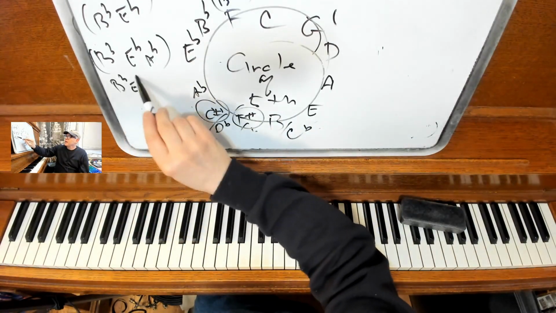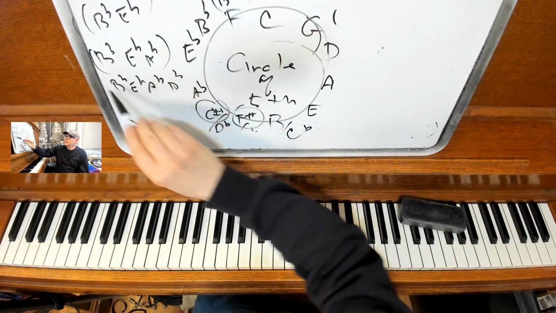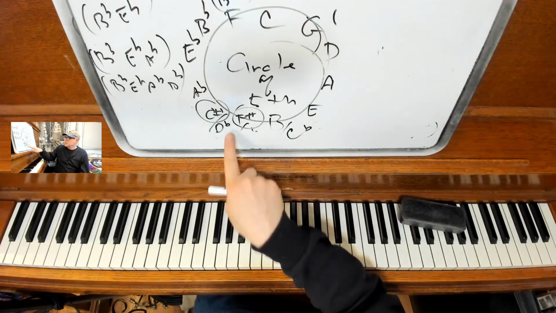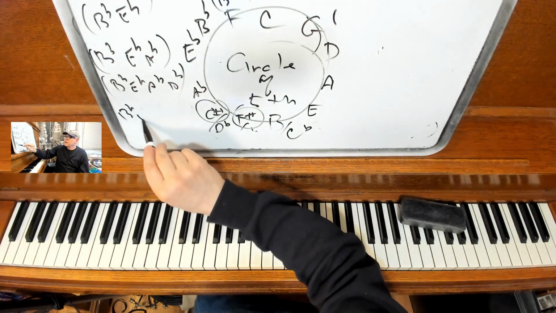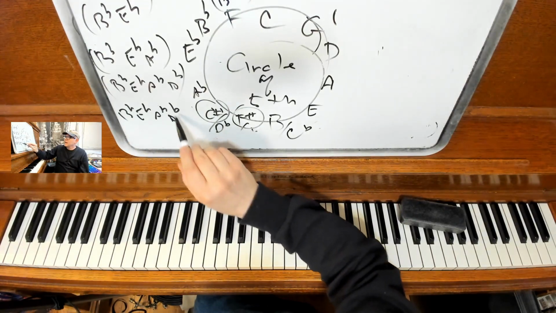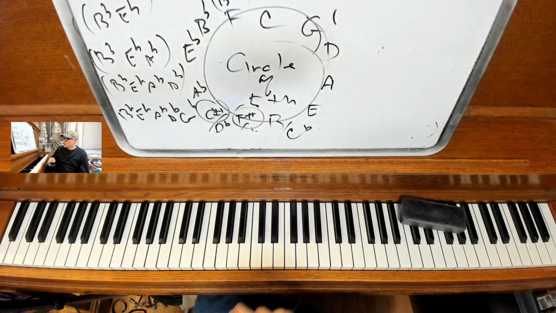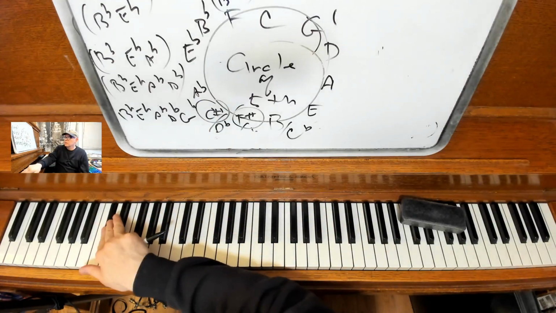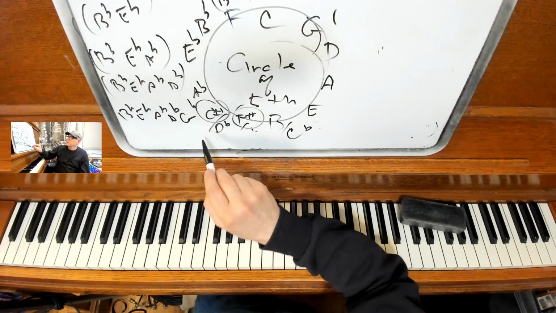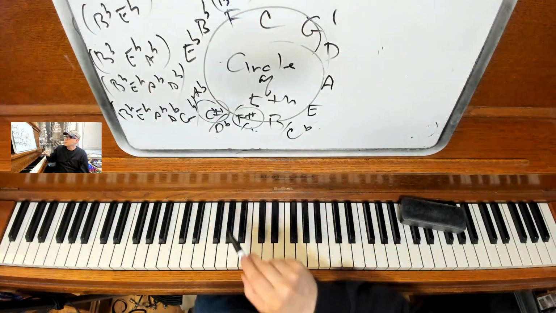B flat, E flat, A flat, and D flat. That's 4 flats. D flat is 5 flats. B flat, E flat, A flat, D flat, and G flat. Again, we're all going down by fifths. You have to know fifths to be a musician. All right. If you don't know fifths, you're gonna have a big problem.